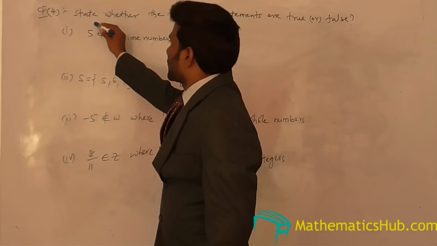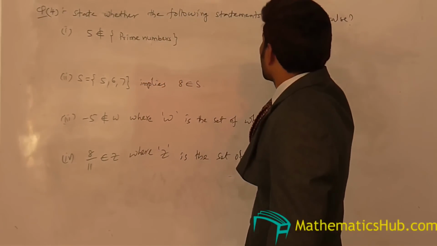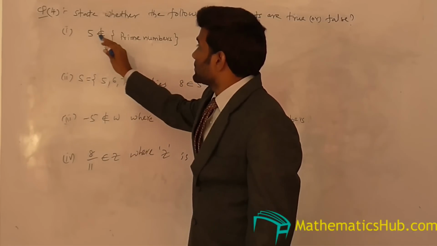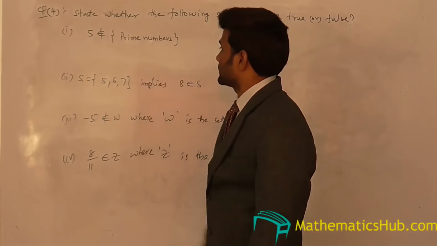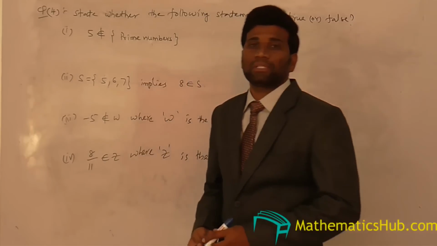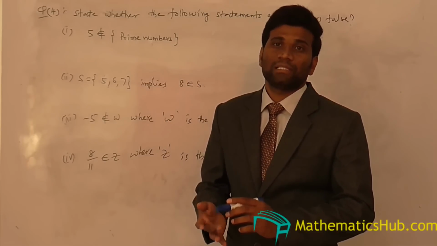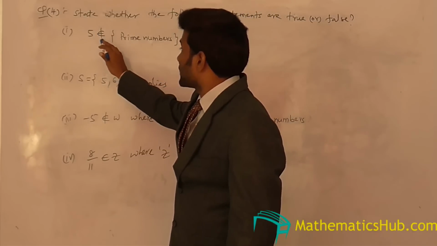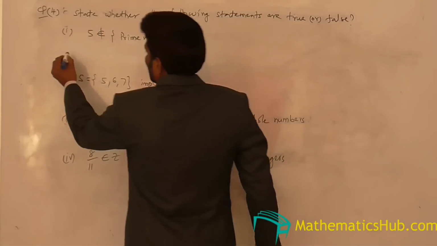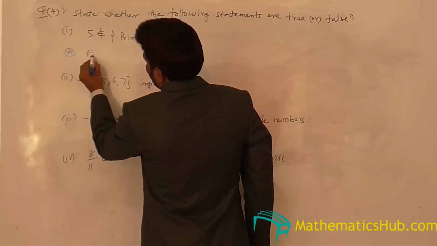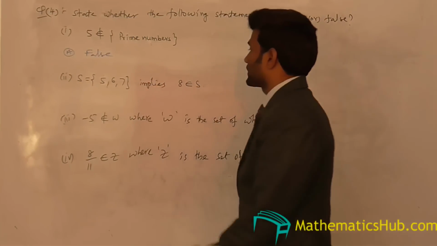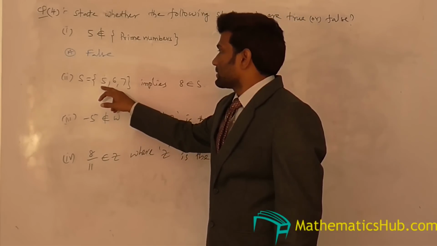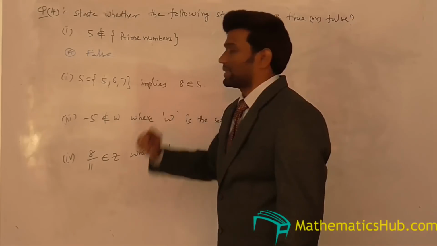So here we will see another problem. State whether the following statements are true or false. The first statement is 5 does not belong to the prime number set. Clearly we know that the prime numbers are 2, 3, 5, 7 and so on. But the given statement is 5 does not belong to the prime number set. So this statement is false.